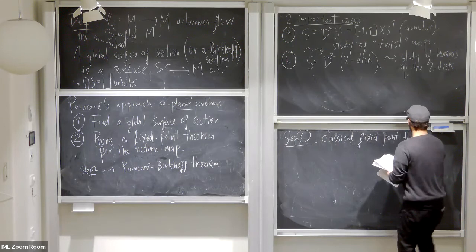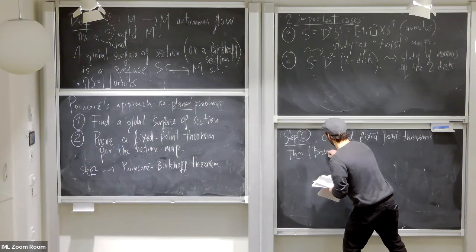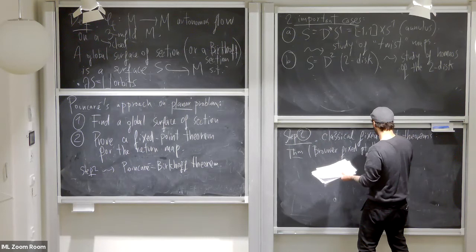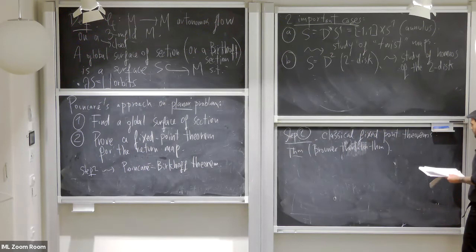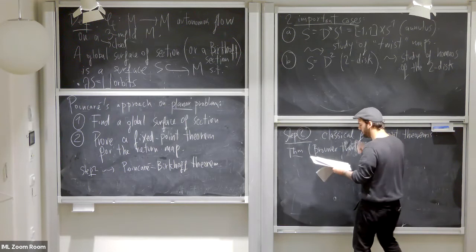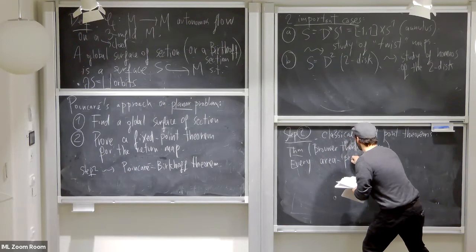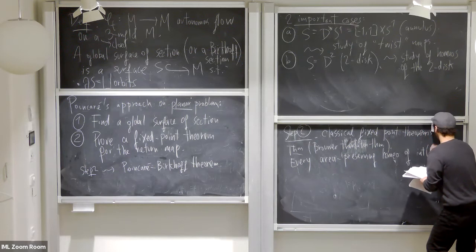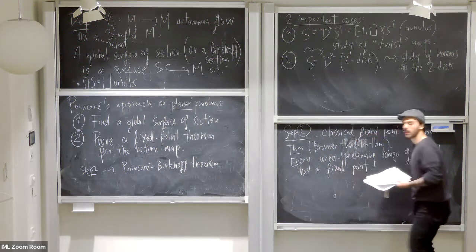Well, the first fixed point theorem that everyone should have in their heads is, of course, the one due to Brouwer. So the Brouwer fixed point theorem. Well, it's also called the translation theorem. I'll use the Brouwer translation theorem, which is not exactly the same. It's usually stated as homeomorphisms of the plane, but also stated as a homeomorphism of the open disk. There are many, many different versions, but this is the version that I want. So every area preserving homeomorphism of the interior of the disk has a fixed point. So if you have a global surface of section which is a two disk, well, you have an orbit.